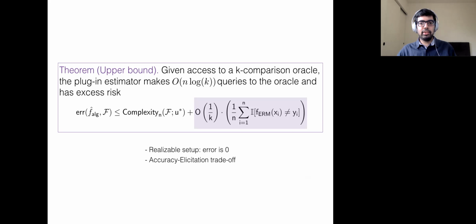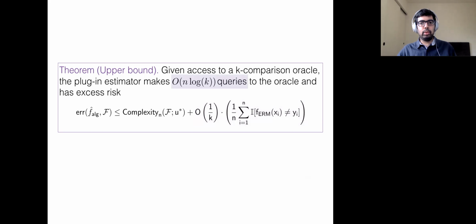Further, note that this theorem provides an example of an interesting accuracy elicitation trade-off. As the order k of the comparison increases, the error decreases at a rate of 1 over k. However, as we had earlier noted, increasing this order also makes eliciting accurate responses from the human expert harder. Thus, by varying this value of k, one can cover an entire spectrum of this trade-off.